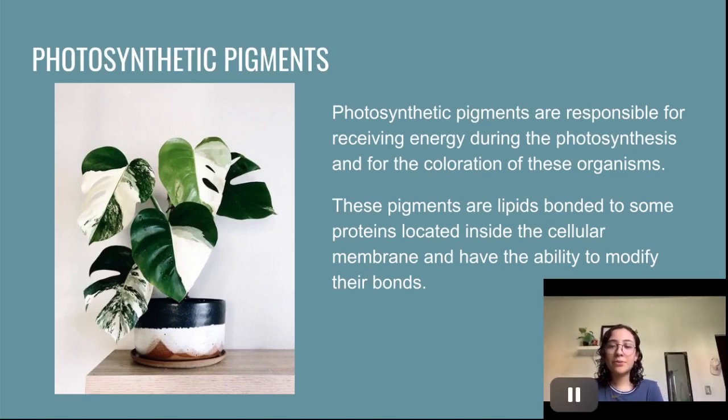Photosynthetic pigments are responsible for receiving energy during the photosynthesis and for the coloration of these organisms. These pigments are lipids bounded by some proteins located inside of the cellular membrane and have the ability to modify their bonds.